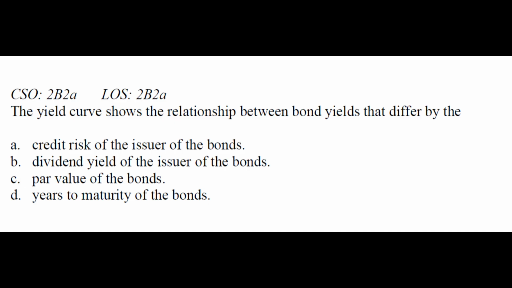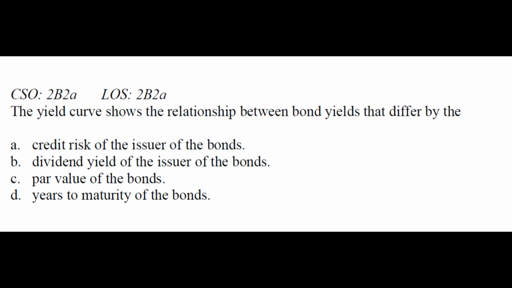An upward-sloping yield curve indicates that long-term bonds typically offer higher yields than short-term bonds, while an inverted yield curve may signal expectations of economic slowdown. The key concept is that the yield curve compares bonds that differ primarily in maturity, not in credit quality, dividend policy, or face value. Choice analysis.